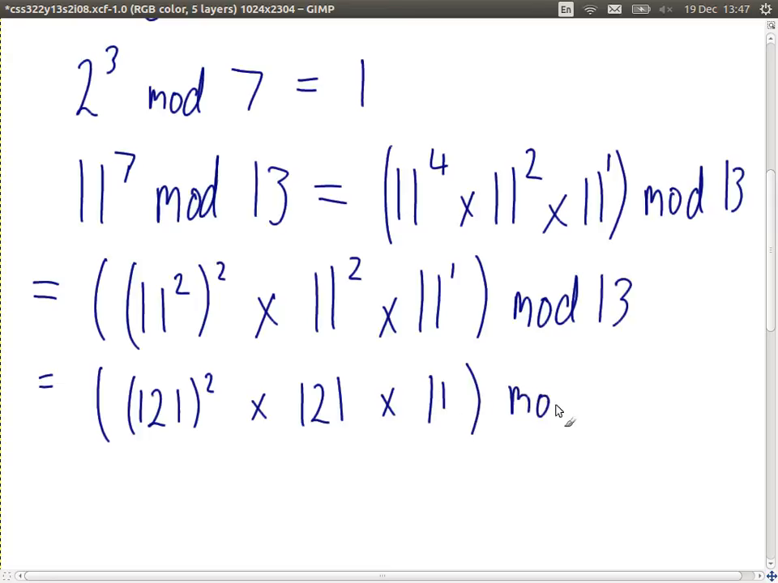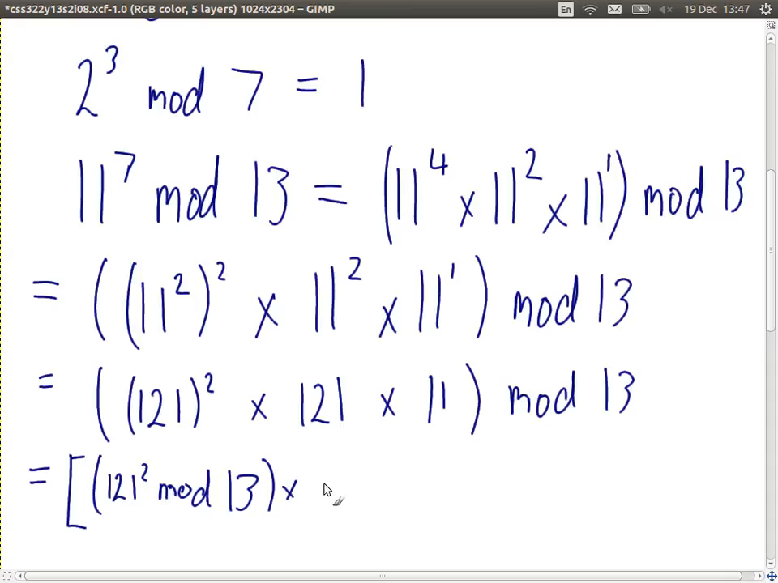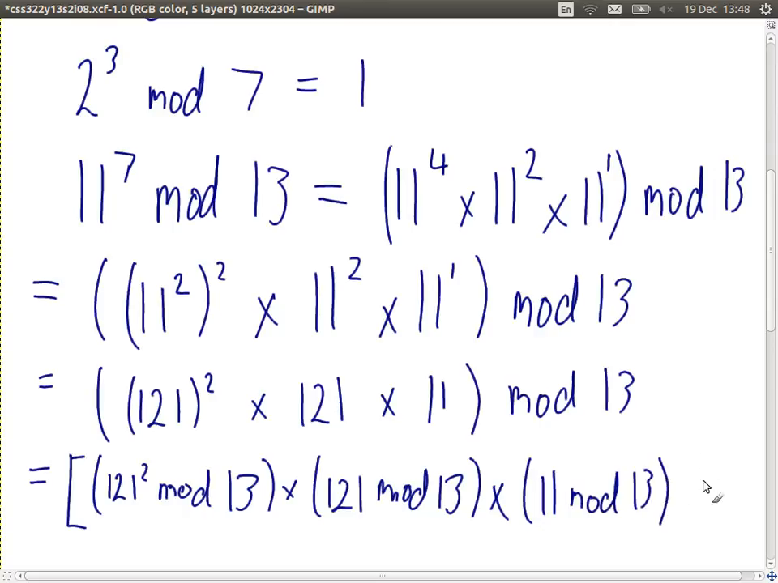All mod 13. Nothing special yet. Then we use our property that a times b mod 13 is the same as a mod 13 times b mod 13, all mod 13. And we can extend that when we have effectively a times b times c mod 13. So we get mod 13, 121 mod 13, times 11 mod 13, all mod 13.